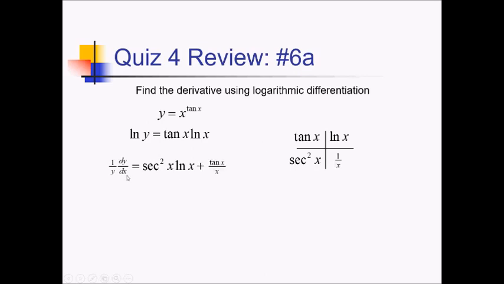Now to get dy over dx by itself, I have to multiply both sides by y. So I have y times parentheses all this stuff. And then y is just none other than x to the tan of x, so we could plug that one back in.